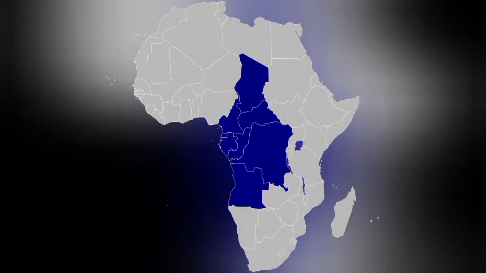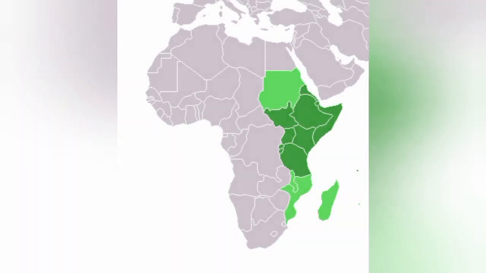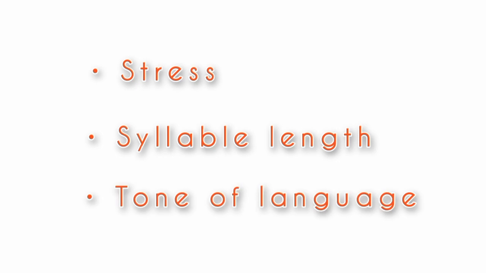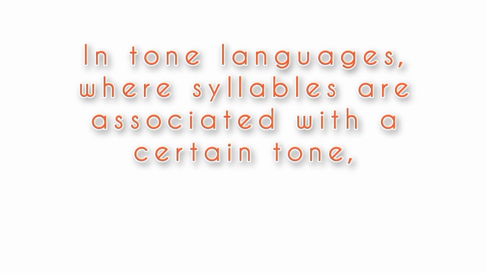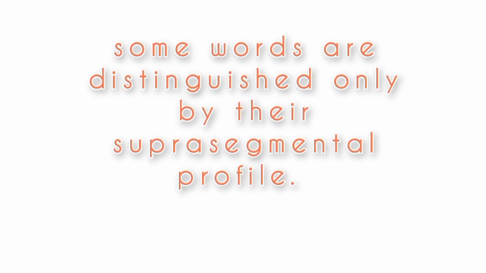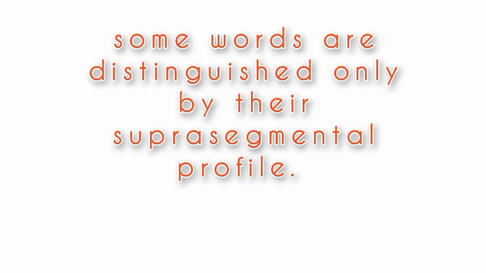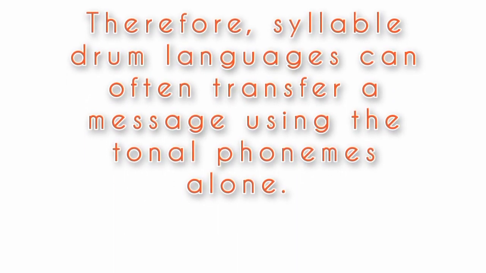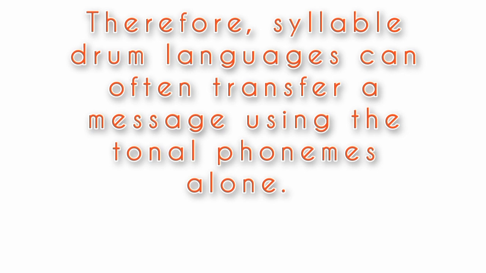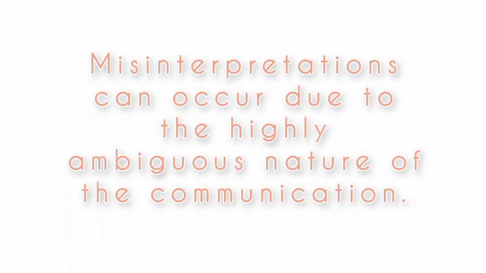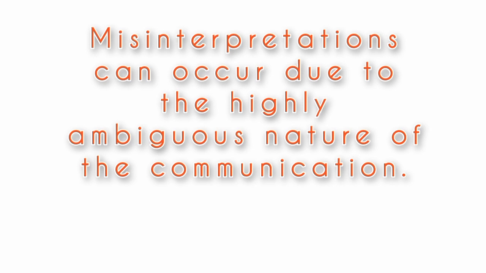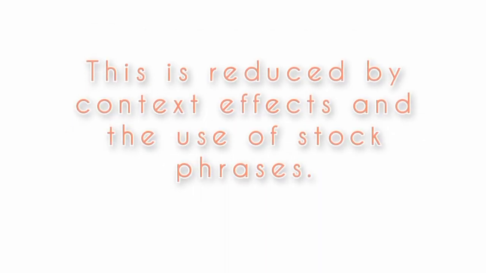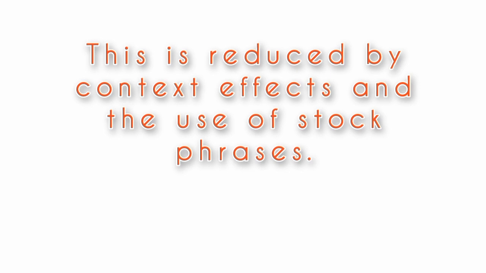In Central and East Africa, drum patterns represent the stress, syllable length, and tone of the particular African language. In tone languages, where syllables are associated with a certain tone, some words are distinguished only by their segmental profile. Therefore, syllable drum languages can often transfer a message using the tonal phonemes alone. Misinterpretations can occur due to the highly ambiguous nature of the communication. This is reduced by context effects and the use of stroke phrases.